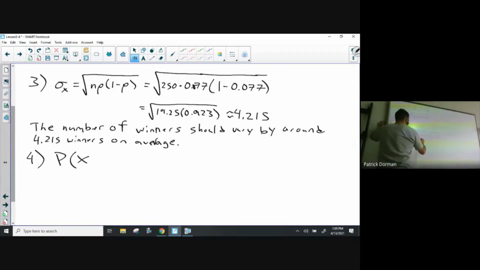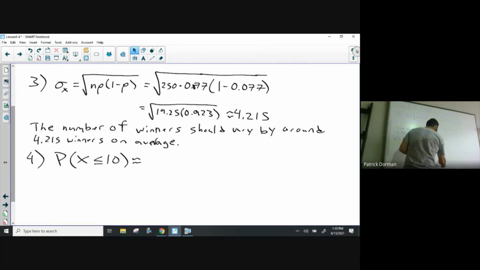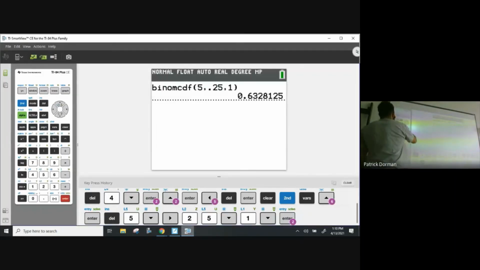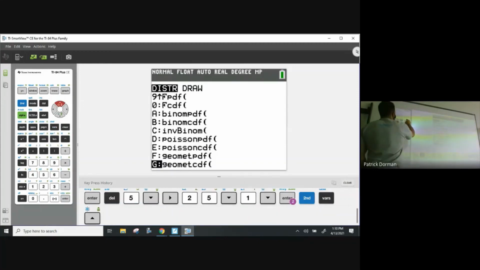And this is where it's going to be really awesome to have this calculator function, because wouldn't it suck to have to calculate the probability for 0, then for 1, then for 2, then for 3, all the way up to 10 and add them all together? It would take a bit of time. Instead, we can just put this into our handy calculator. Remember, it's second VARS. We go to binomcdf.